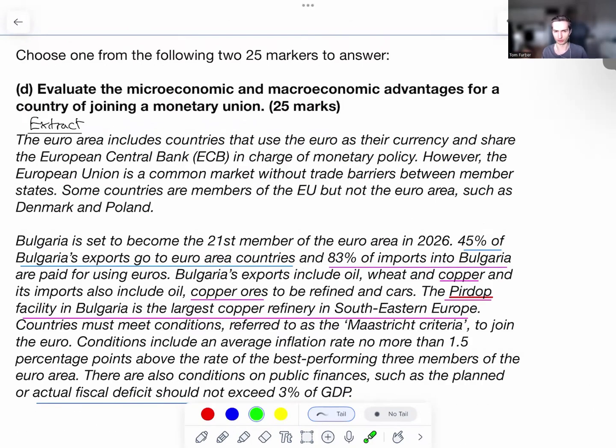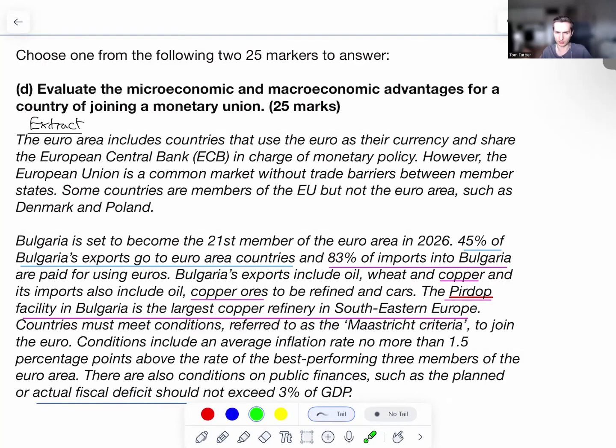So you should choose one of the 25 markers in the exam for question 1, but I'm going to go through both of them just to show you how you can do each question. So this question is, evaluate the microeconomic and macroeconomic advantages for a country of joining a monetary union. And here's the relevant part of the extract in italics.